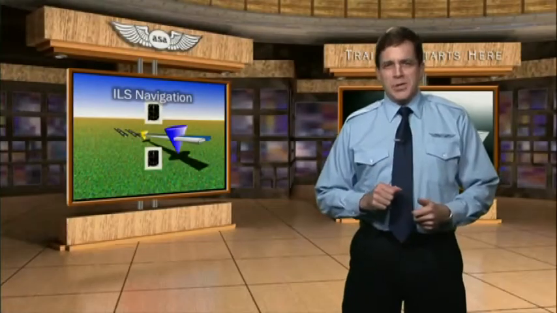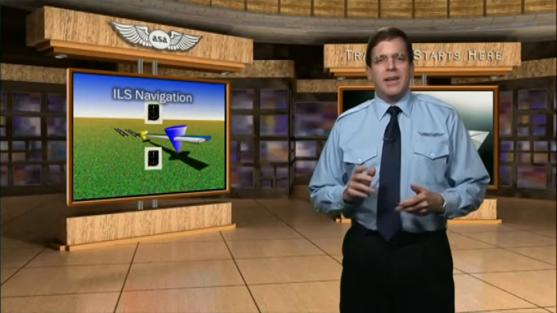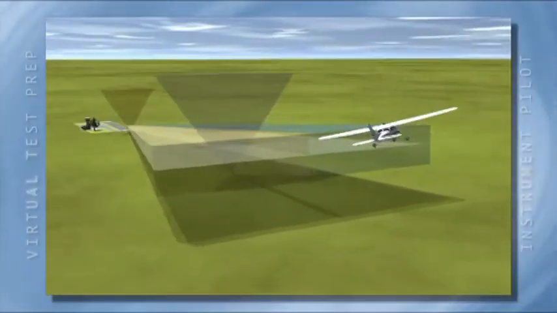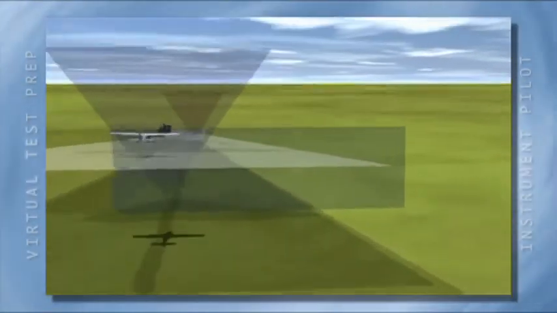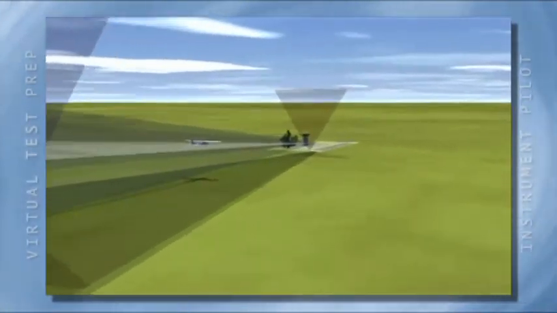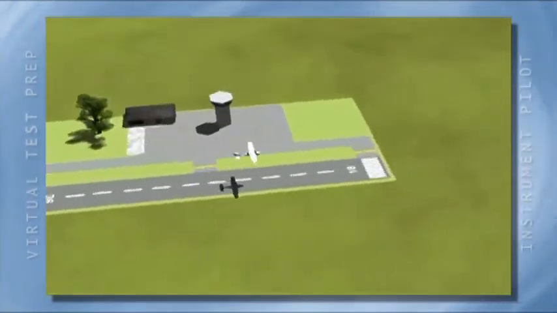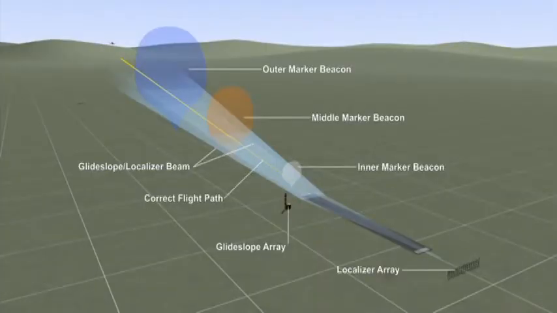When you fly into most major airports on an instrument flight plan, it's a safe bet you're using an Instrument Landing System, or ILS. The ILS system provides both course and altitude guidance to a specific runway. The ILS system is used to execute a precision instrument approach procedure. The ILS system consists of a number of components.